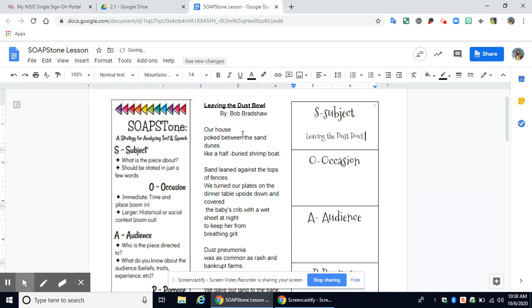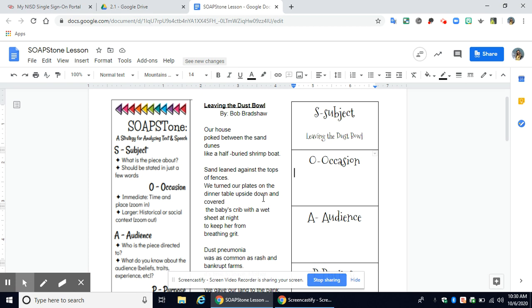So I know that during the whole subject of the poem, they are talking about trying to leave the Dust Bowl. And I'm going to leave it that way. So I'm moving on to the occasion. Again, I'm going to change this. I don't know why it keeps changing. But the occasion, remember, we are looking at the time, the place, historical, social context.